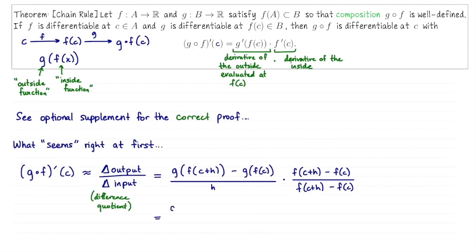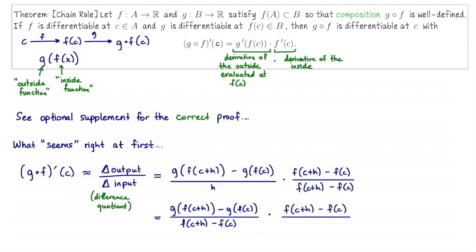Next, let's swap denominators. So I've got the two fractions I need. Let me swap the denominators. We have the same numerator as before, but now all over f of c plus h minus f of c, and then times f of c plus h minus f of c all over h. This second fraction is good. This is exactly the difference quotient that we would want to see if we were trying to compute f prime at c. The first one looks good. If the inputs are f of c plus h and f of c, it's a rise over run. It's a change in outputs with respect to g over a change in inputs.